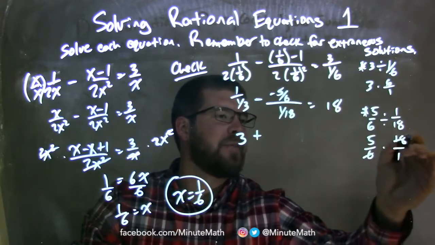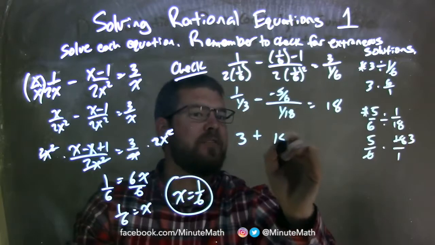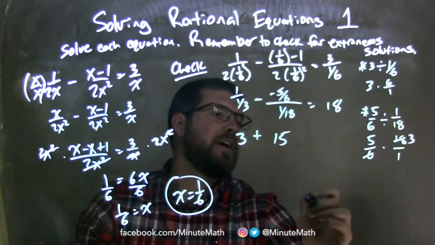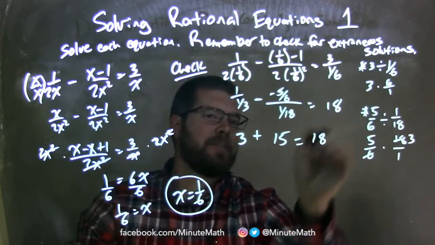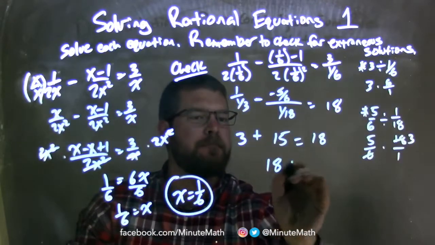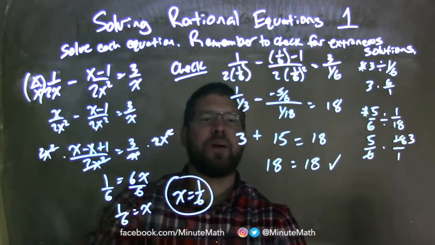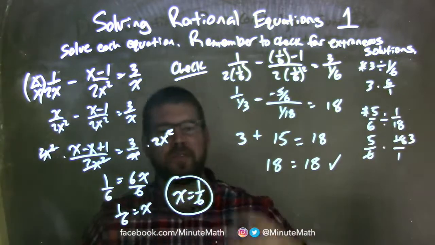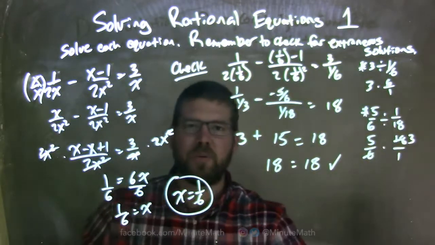6 goes into 18 3 times. Fantastic. So we have 15 here, right? 5 times 3 is 15 equals my 18 that's on the right. 3 plus 15 is 18. 18 does equal 18. Left and right equal. Fantastic. No extraneous solutions. And my final answer is just x equals 1/6.